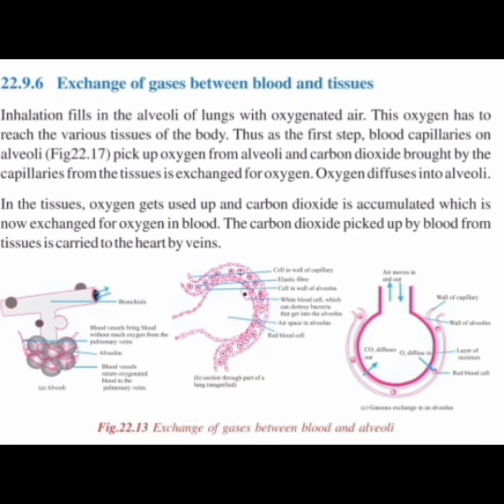Next, in that B you can see a section through part of the lungs, that is, the cell in the wall of the capillary. This is the cell which is in the lungs, in the wall of the capillary. Then elastic fibers, there are some elastic fibers in our lungs. Then cells in the wall of the alveoli. So this is the alveoli, and these are the cells around the alveoli.